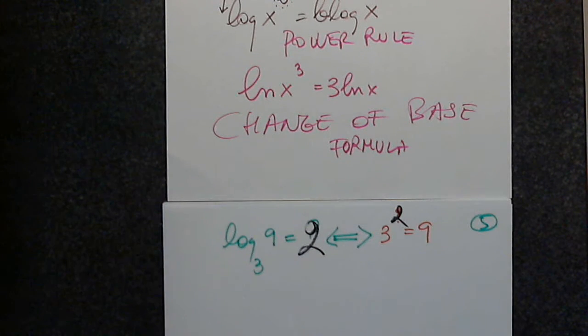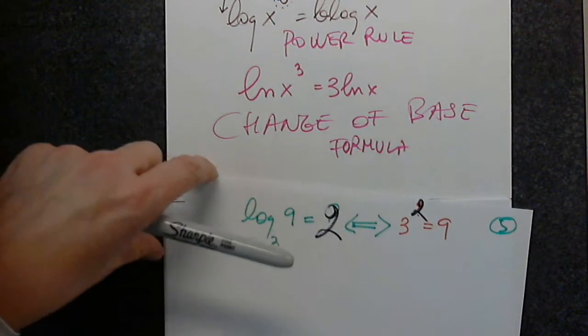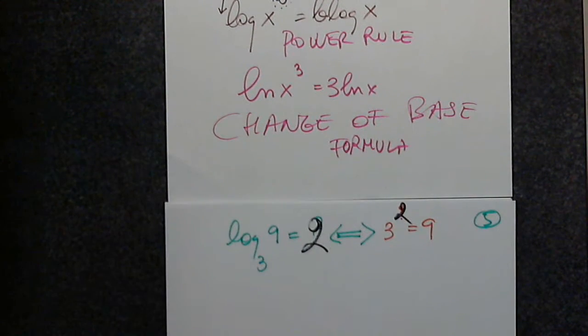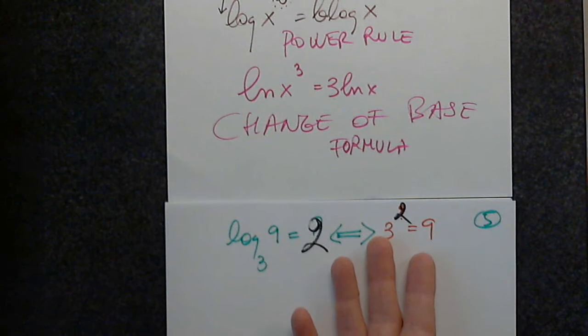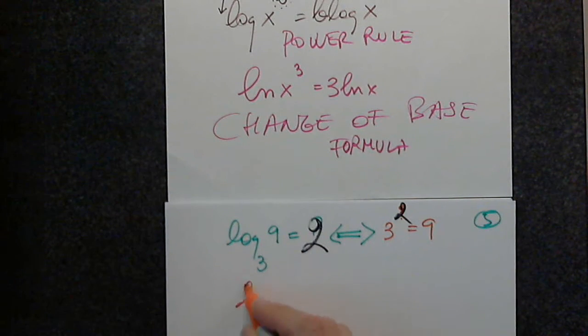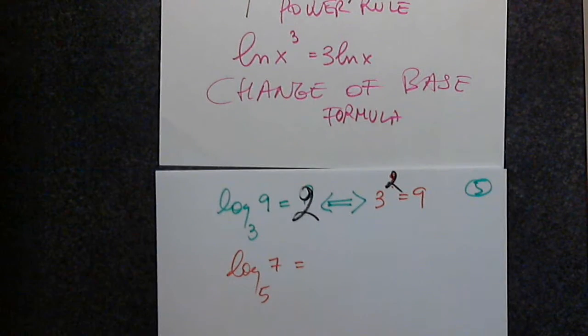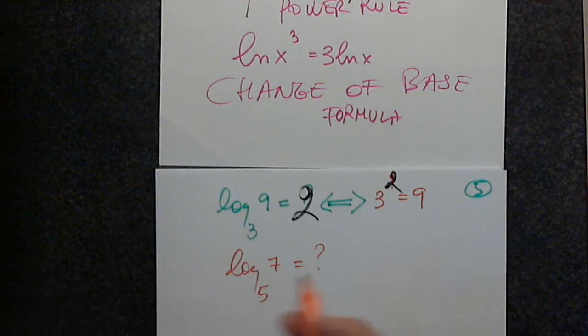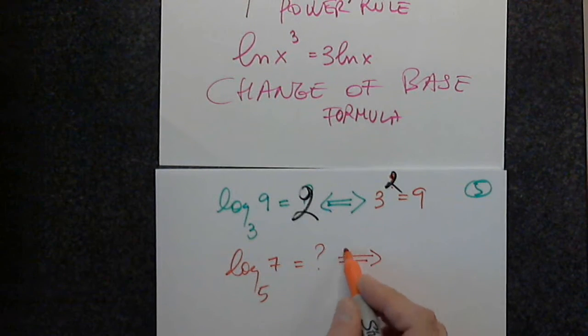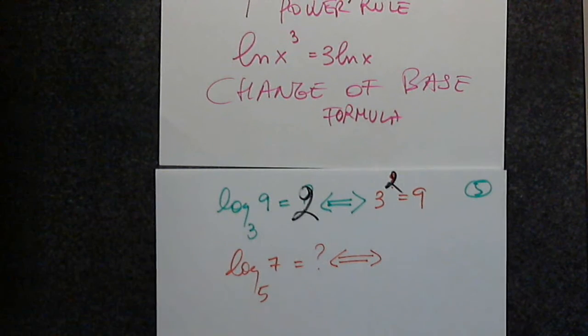But here's my question next. This was not difficult, was it? 3 squared is 9. So 3 to what power is 9? It must be 2. But here's another one. Log base 5 of 7. What is this? I don't know, but I can change it into an exponential equation. Can anyone try? Please try.